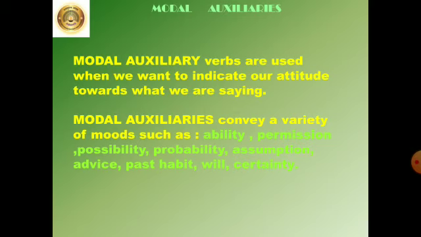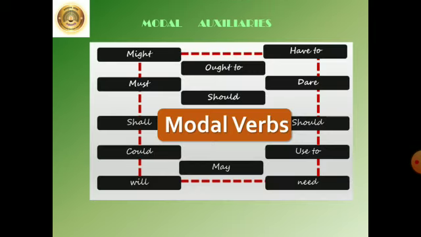Modal auxiliaries convey a variety of moods such as ability, permission, possibility, probability, assumption, advice, past habit, will, certainty, etc. So modal auxiliaries have a special characteristic: they convey moods. Which are those moods? I repeat again: ability, permission, possibility, probability, assumption, advice, past habit, will, and certainty. So, which are our modal verbs? Can, could, may, might, shall, should, will, would, must, ought to, used to, need, and dare.